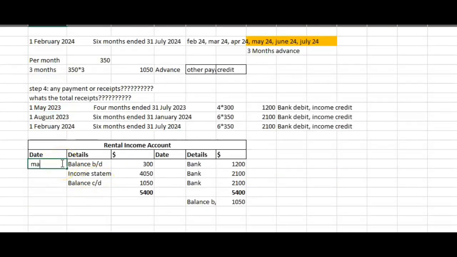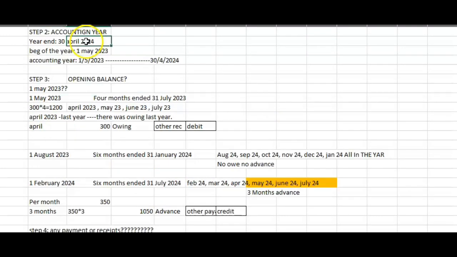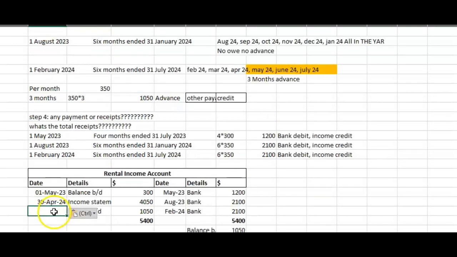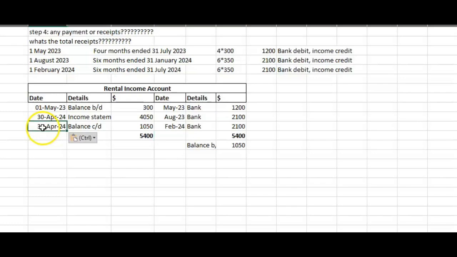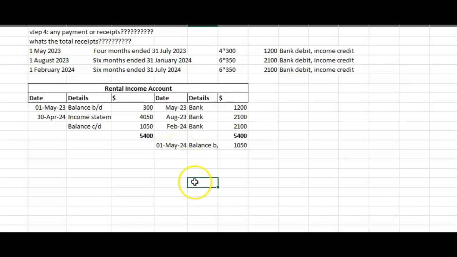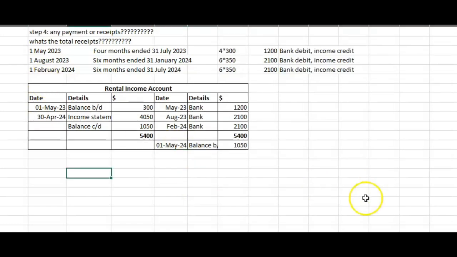Put the dates. Balance b/d on top is beginning of the year, May 23. We have 3 banks, so just put the dates mentioned in the question. 1,200 is May 23, 2,100 is August 23, and again, 2,100 is February 24. Income statement is the end of year date, 30 April 2024. Balance c/d is end of year date, but we can avoid that if the date above is same. The balance b/d at the bottom is the beginning of next year date, which is 1 May 2024, and that wraps up our solution to this Edexcel past paper question.